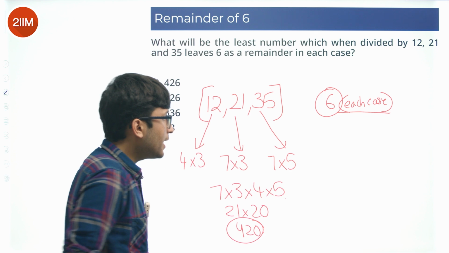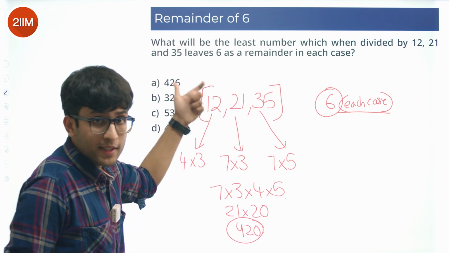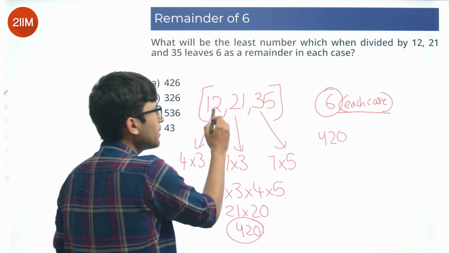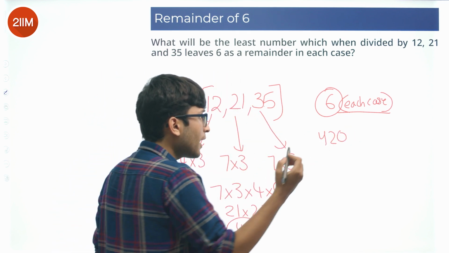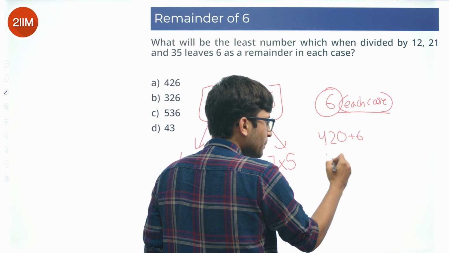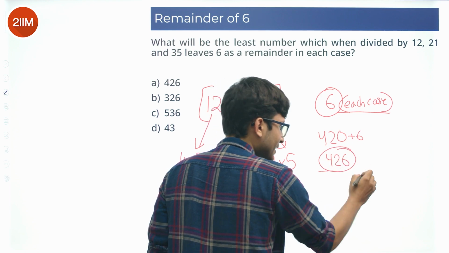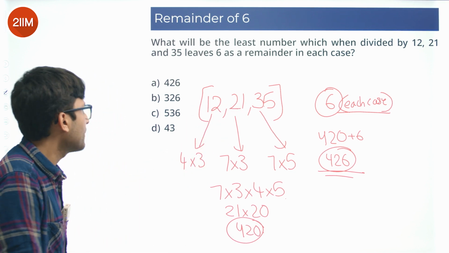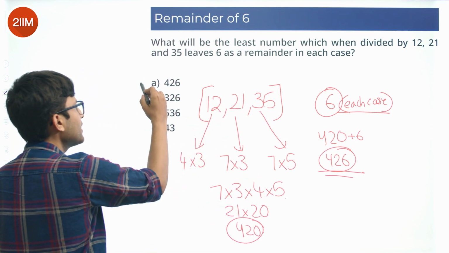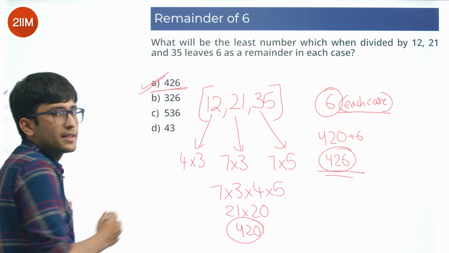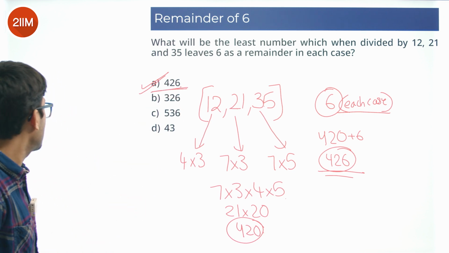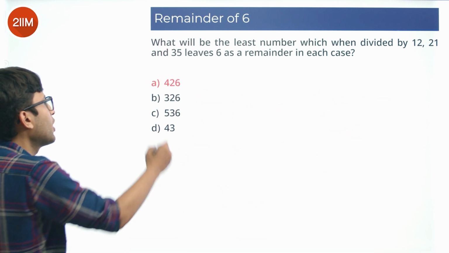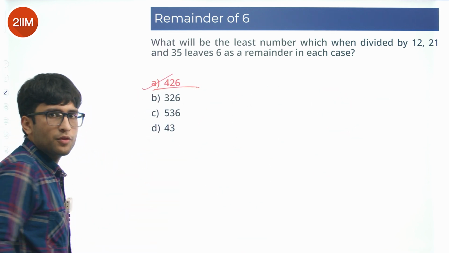I got 420, but the remainder should be 6 in each case. So 420 would be a number divisible by all the three numbers. Now if I add 6, I would be getting a number which is equal to 426, and this will give me a remainder of 6 for all the three cases. So 426 would be my answer, and option number A matches that. Let's check out. Yeah, we got our answer right. 426 would be my answer.